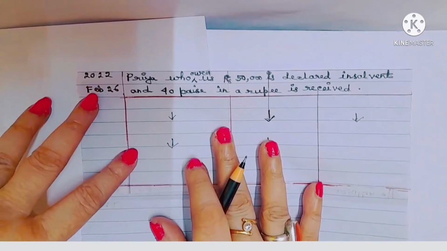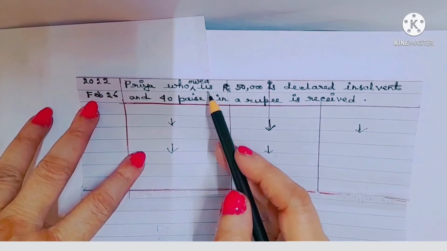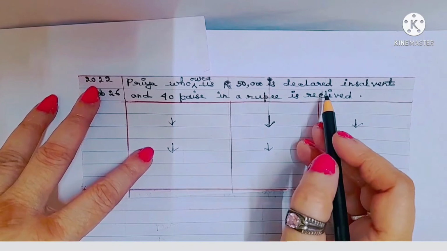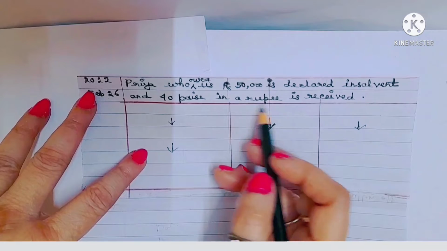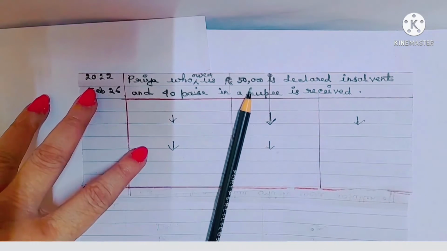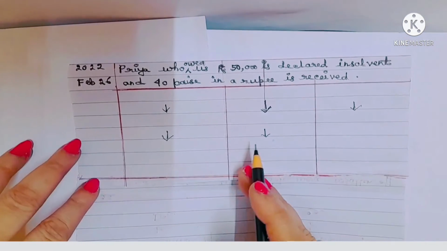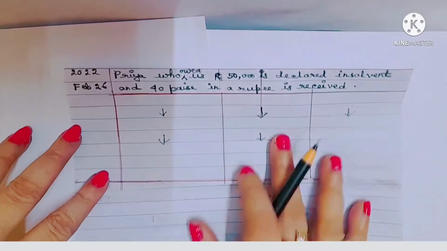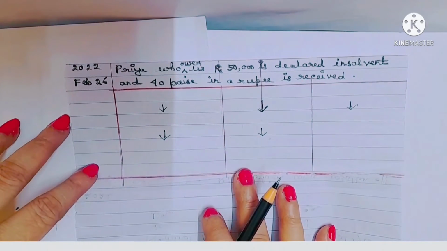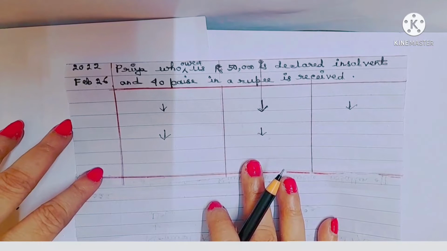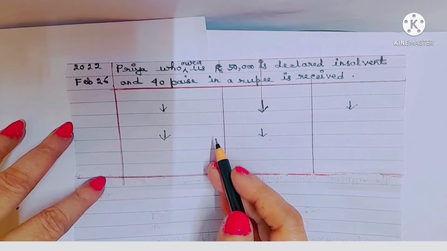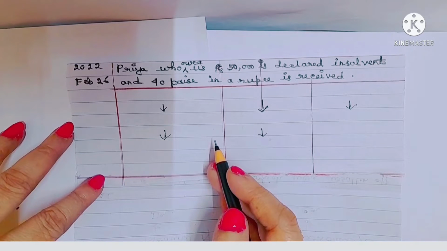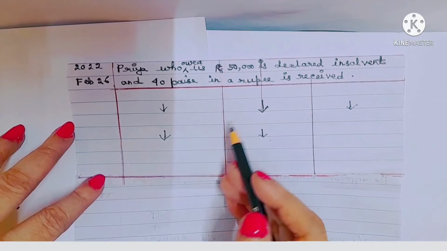The last transaction is Priya, who owed us rupees 50,000, is declared insolvent and 40 paisa in a rupee is received. By the way, what is insolvent? When a customer cannot pay the debts she owes. Insolvency means a state of financial distress in which a person is unable to pay her debts.